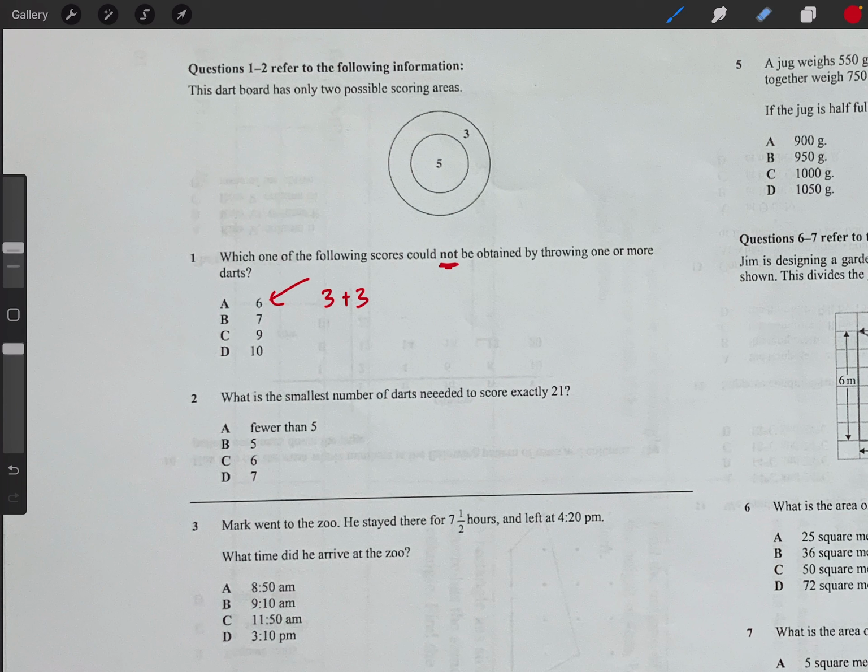Okay. Can we get a 7? I don't think we can get a 7. Can we get a 9? Yes, we can get 3 plus 3 plus 3. Can we get a 10? Yes, you can get 5 plus 5. So the first one was 3. So the only one you can't get is a 7. And this one says could not be obtained. Okay, so that means the answer should be B.